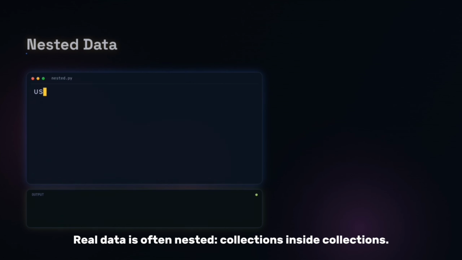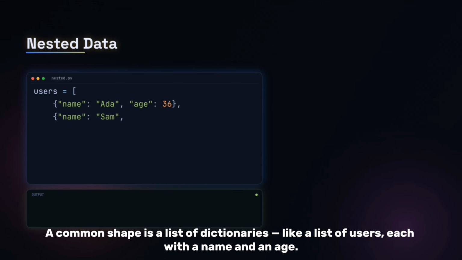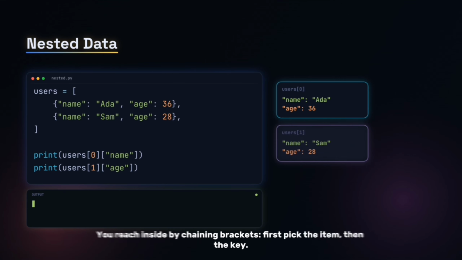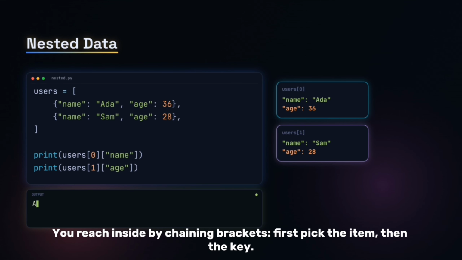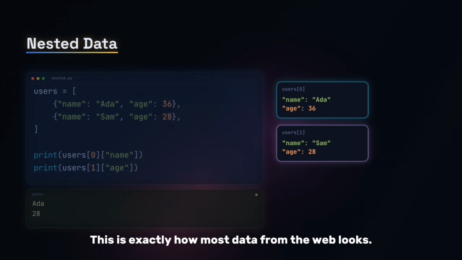Real data is often nested, collections inside collections. A common shape is a list of dictionaries, like a list of users, each with a name and an age. You reach inside by chaining brackets. First pick the item, then the key. This is exactly how most data from the web looks.